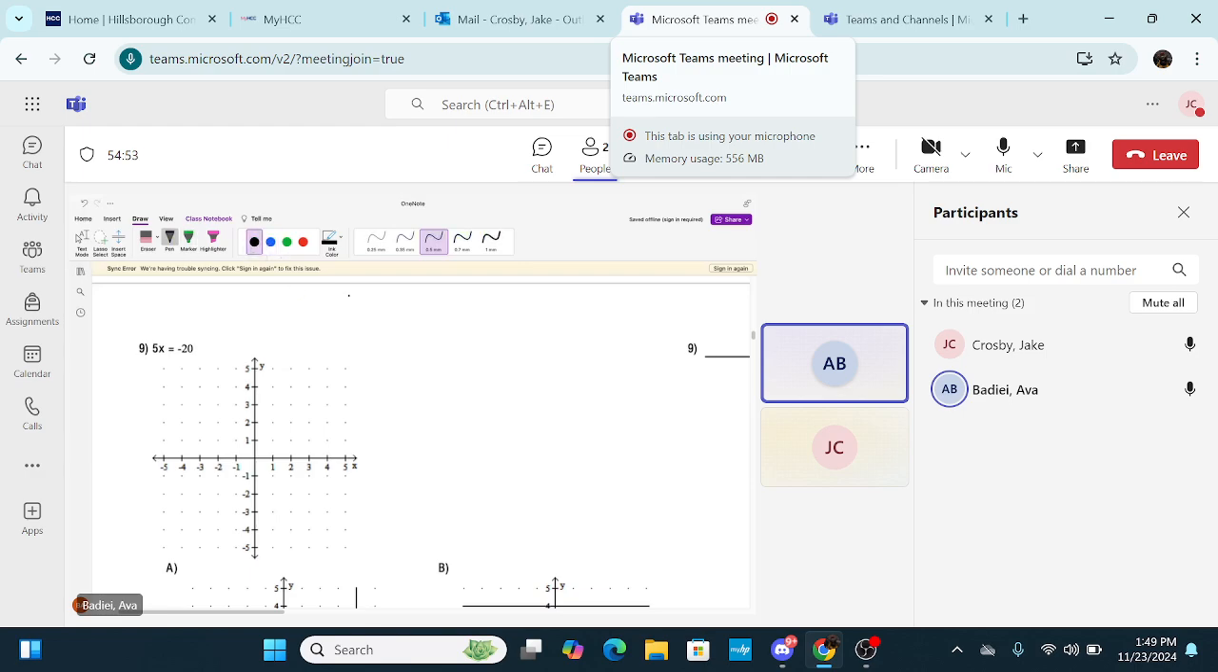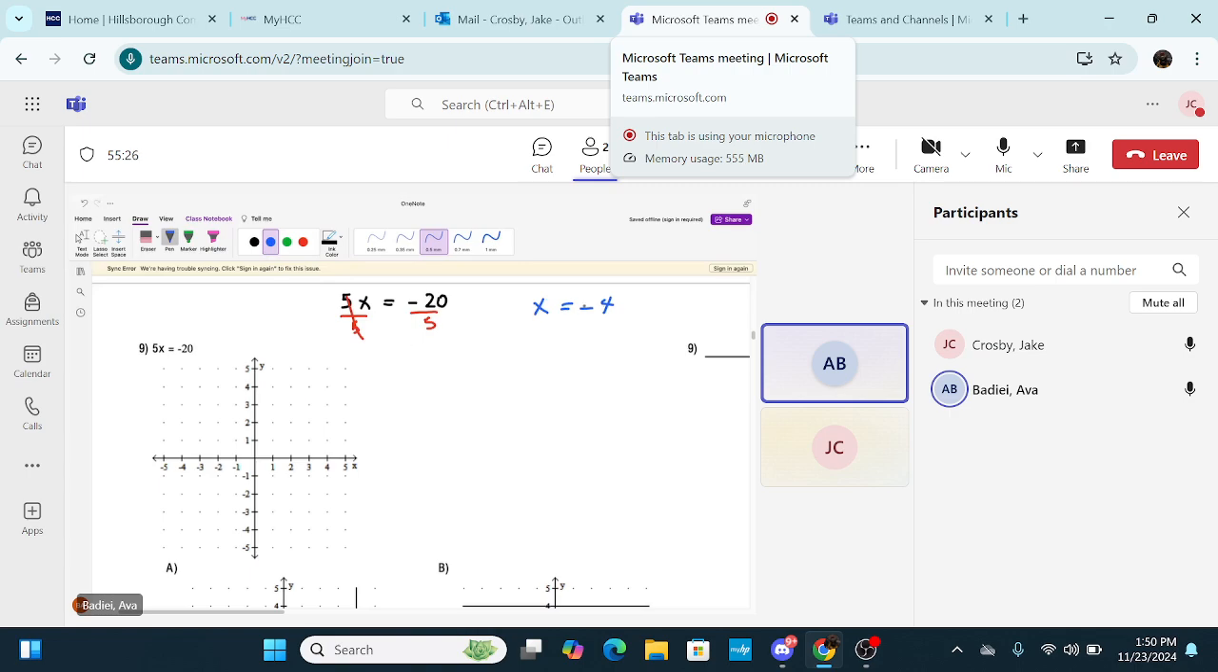So let's say you have 5x equals negative 20. To solve this, you just want to have an x here. So divide both sides by 5. What is it going to be? Negative 4. That's it. X equals negative 4. Now, this is what it means.